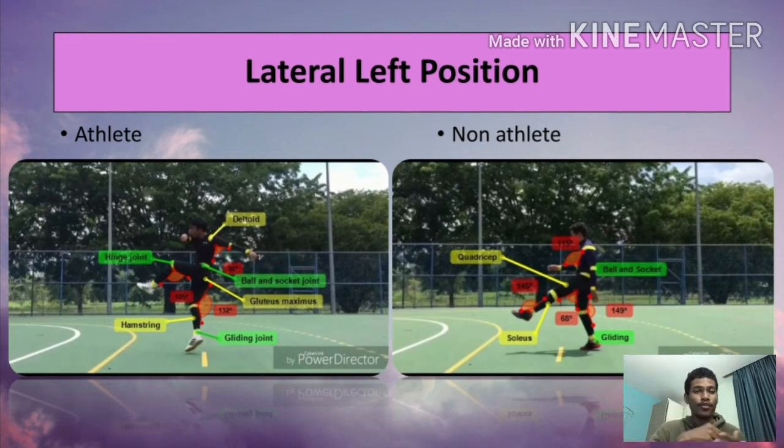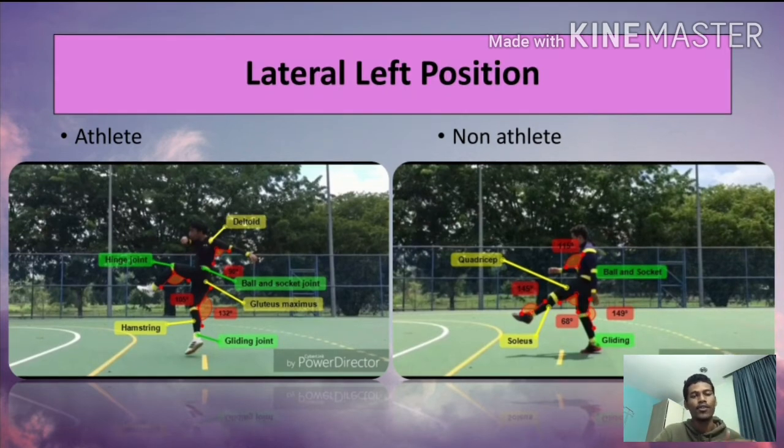So for the follow through phase, we can see that the muscles involved are hamstring, quadricep, bicep, tricep, soleus and gluteus maximus. And for the joints involved in this movement, they are ball and socket joint, gliding joint, hinge joint and condyloid joint. So that is for the follow through movement.